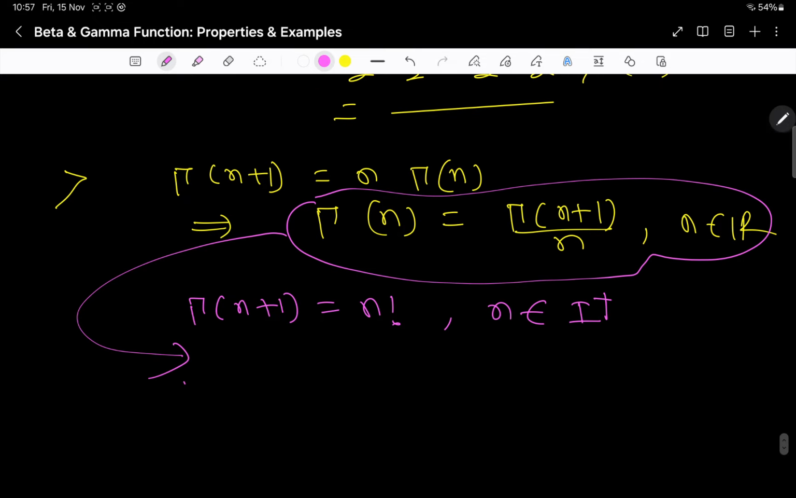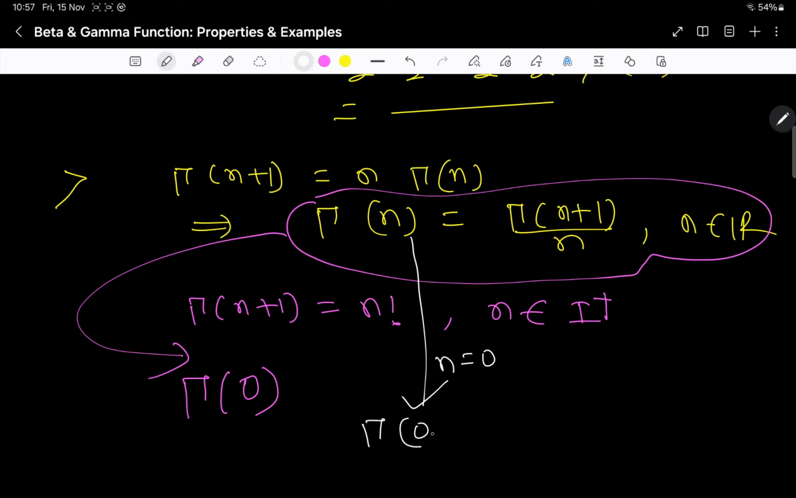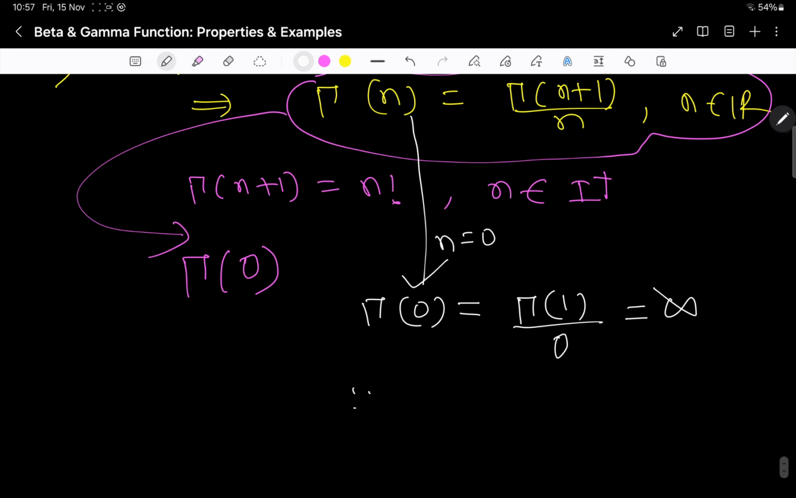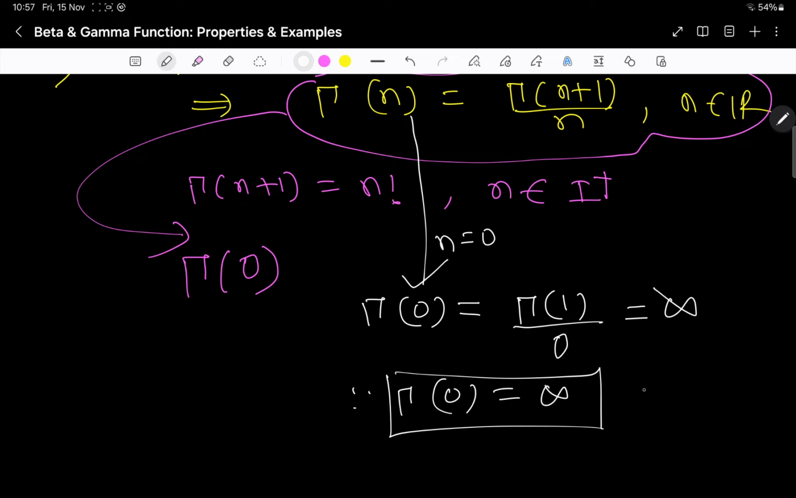If I ask you what is gamma of 0 here? You see, for n equal to 0, gamma of 0 will be gamma of 1 divided by 0. So it is infinity here. Therefore gamma of 0 is infinity, or rather I can say undefined.